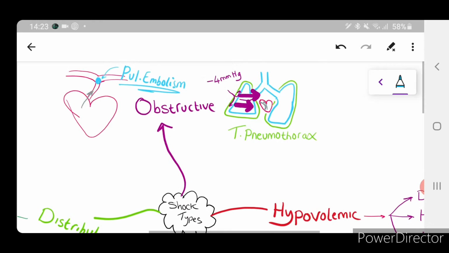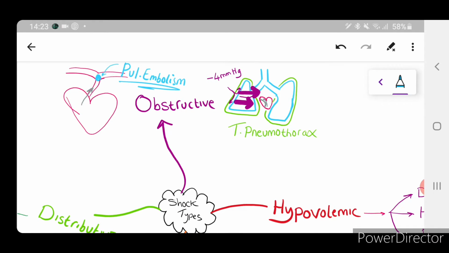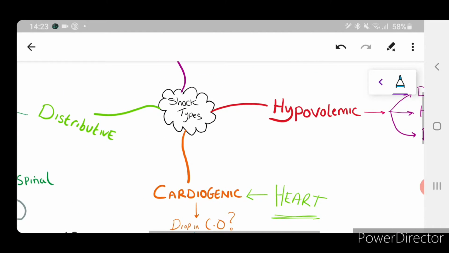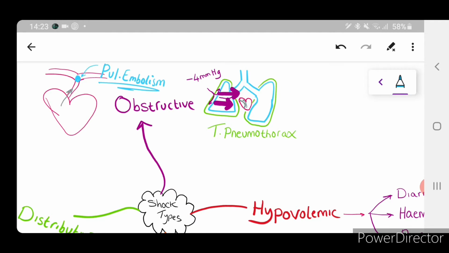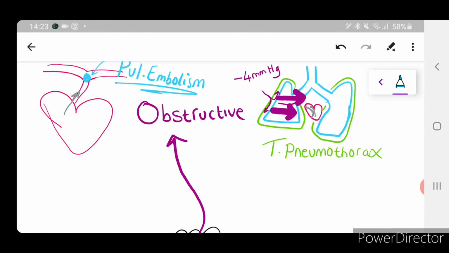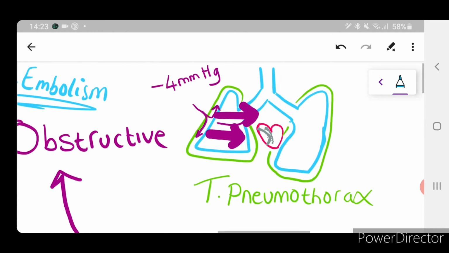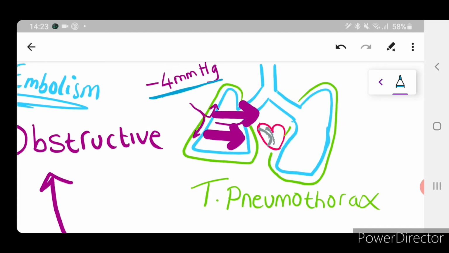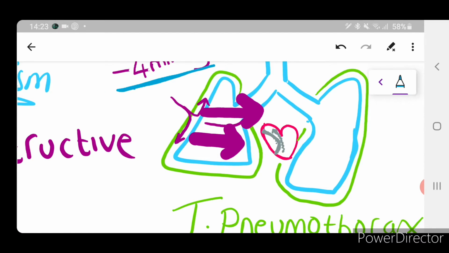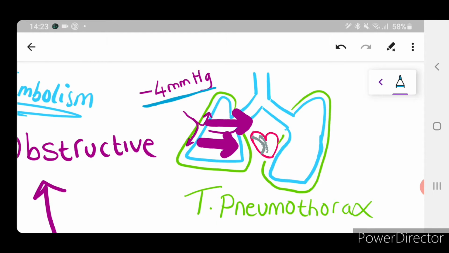Let's go to obstructive now. And obstructive, this is now due to extracardial problems, not intracardial, which is cardiogenic, but extracardial things outside the heart. So factors here could include tension pneumothorax. So with tension pneumothorax, air should not be within the pleural cavity. Physiologically, we have a negative pressure. However, if you have air going in, this is going to cause a buildup of pressure, and if you know your radiology, this is going to cause a mediastinal shift, as you can see.